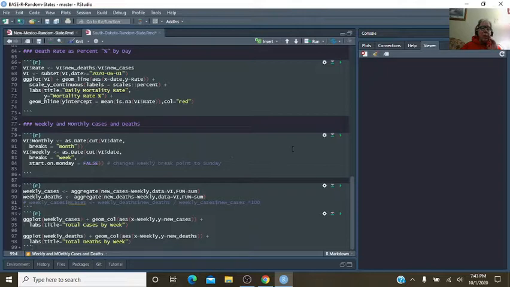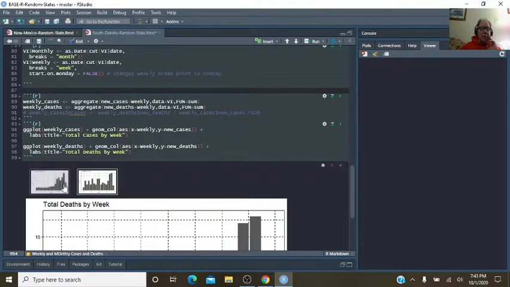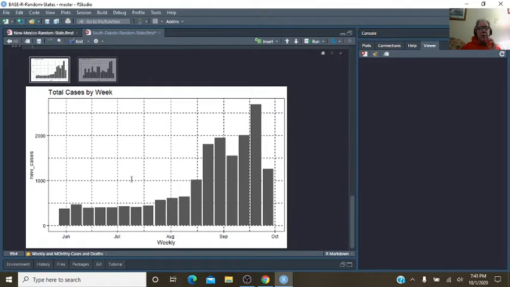Let's take a look at weekly and monthly cases now. First, we'll look at weekly. Calculate the weekly totals. Let's come up here then. You can see a continuous, pretty much, spike up in weekly cases. This is 1,000. This is 1,500. This is 2,000. This is 3,500 cases. Although this current week appears to be dropping down a little bit.